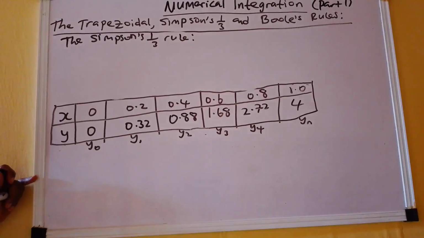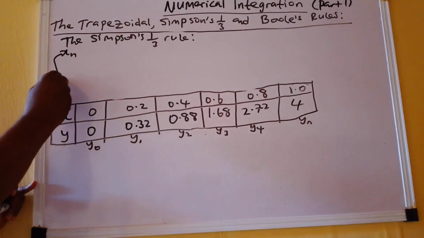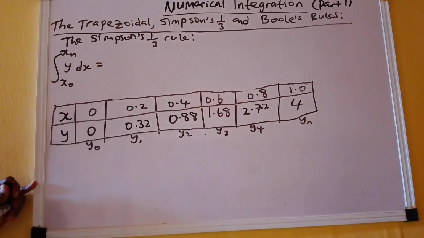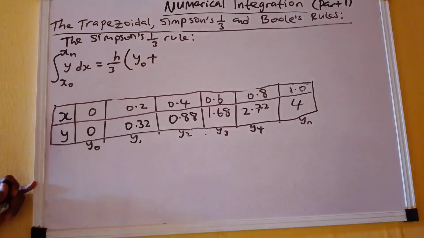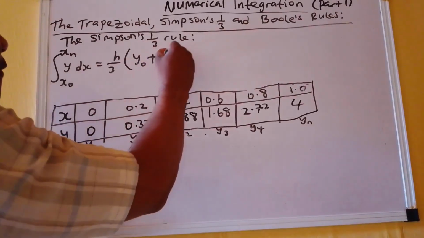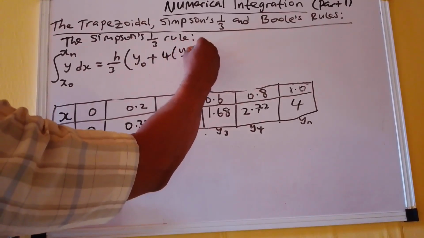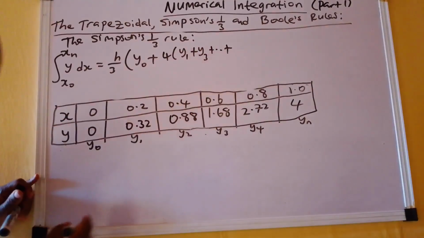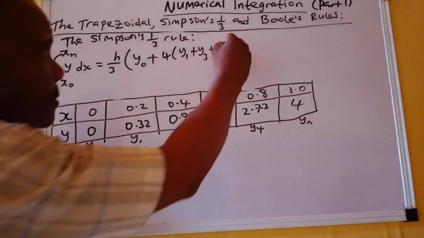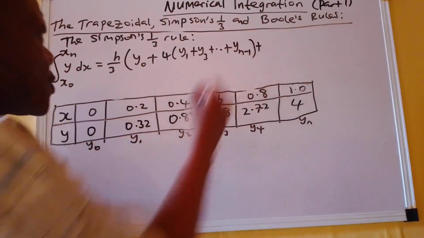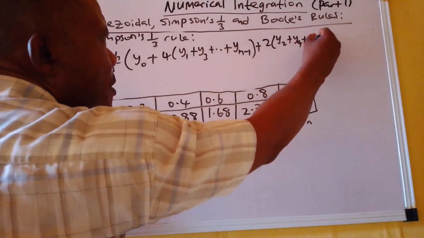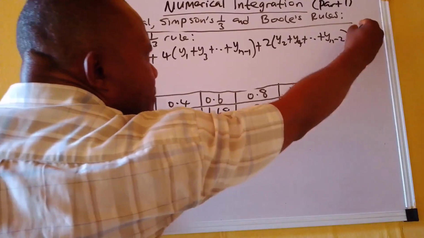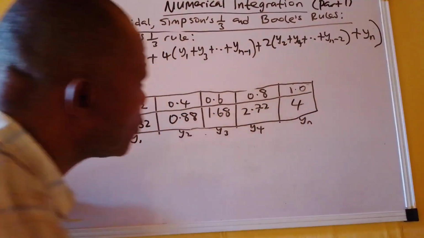So the Simpson's 1/3 rule is given as the integral from x naught to xn of y dx is equal to h/3 into y naught plus 4 into (y1 plus y3 plus ... plus yn minus 1) plus 2 into (y2 plus y4 plus ... plus yn minus 2), then plus yn, then the bracket is closed.